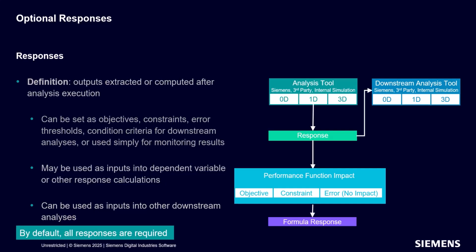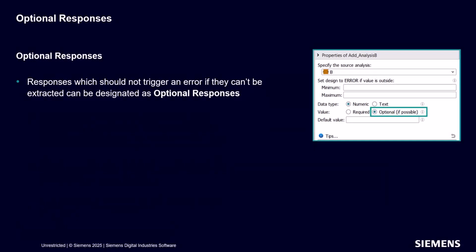By default, if a response is defined, it is required to take on a value from the workflow from the analysis from which it is designated. If it cannot be extracted or computed, it is considered to result in an error for the designated analysis by default. This takes us to where optional responses come into play. An optional response is a response which does not trigger an error if not retrievable.